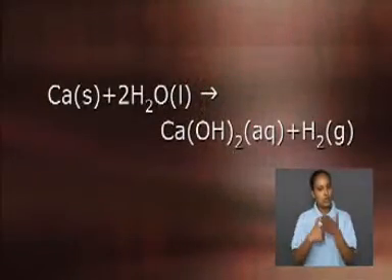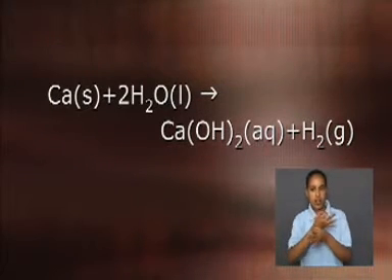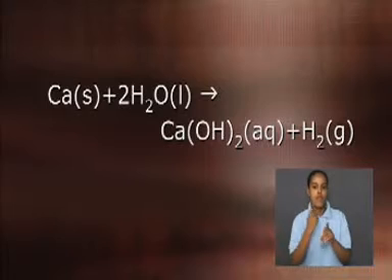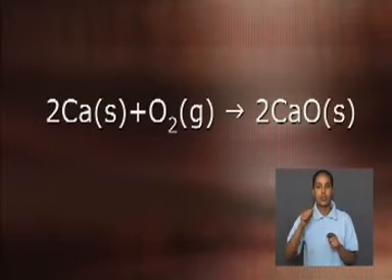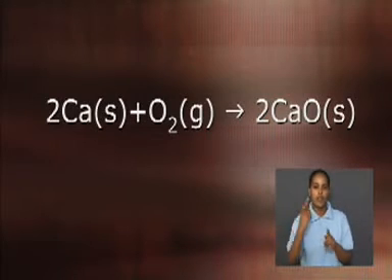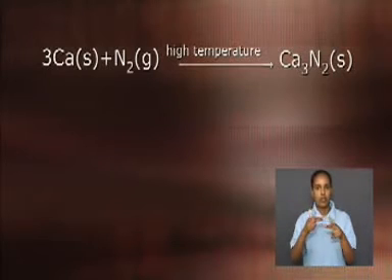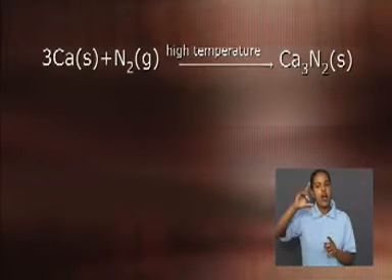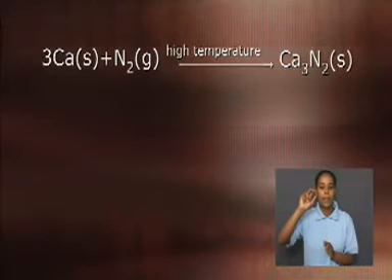Calcium reacts very well with cold water. During this reaction, hydrogen gas is liberated and calcium hydroxide forms. When calcium reacts with oxygen, calcium oxide forms. Calcium also reacts with nitrogen at very high temperatures. This reaction produces calcium nitride.